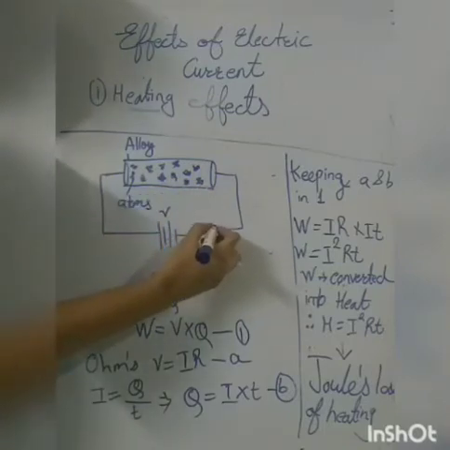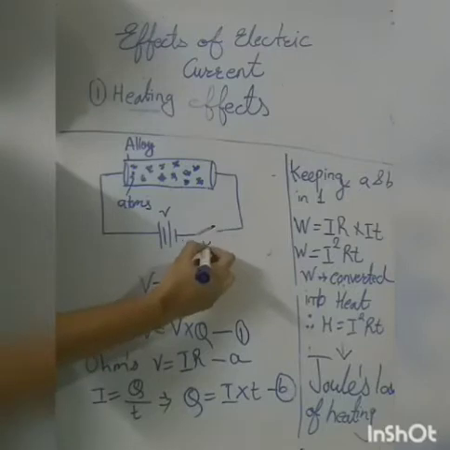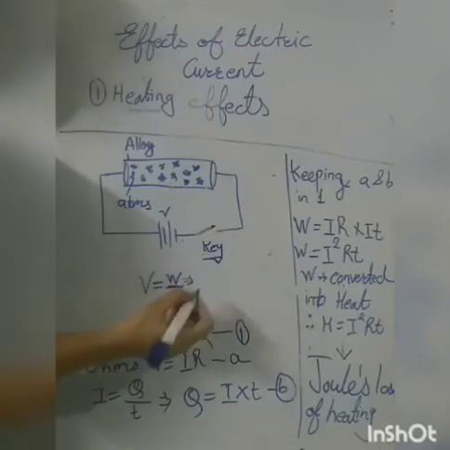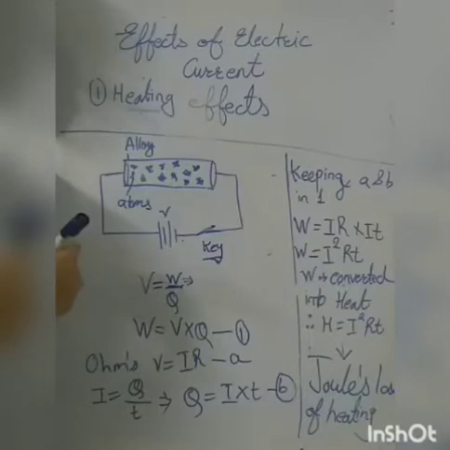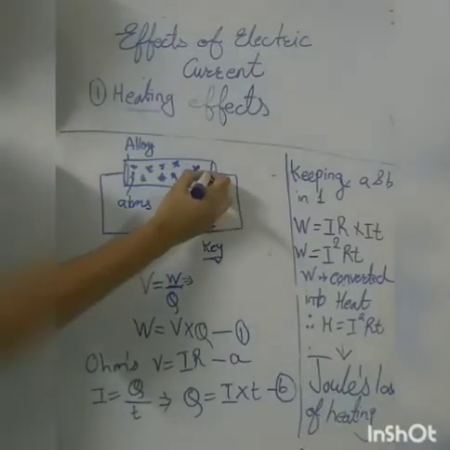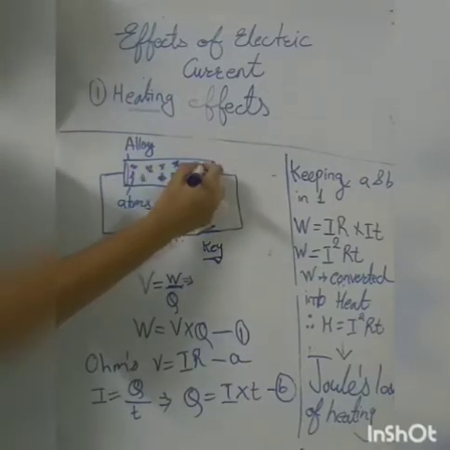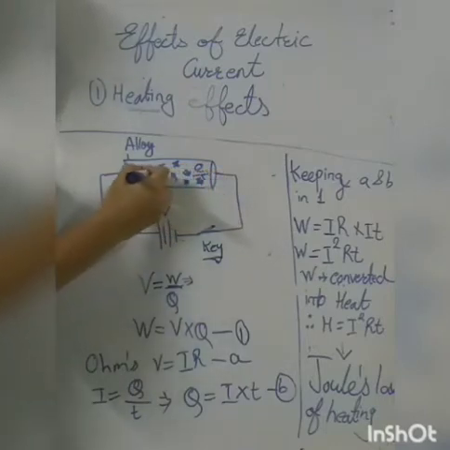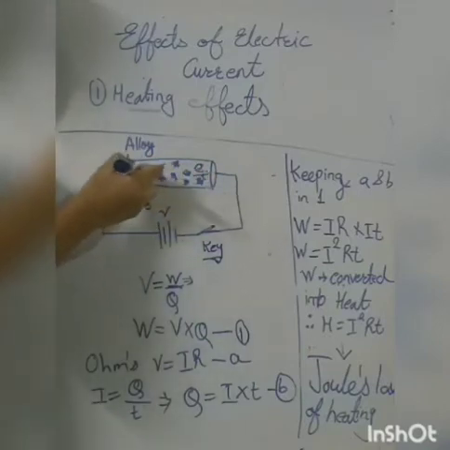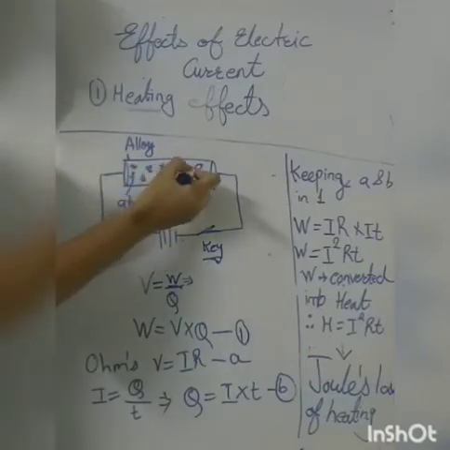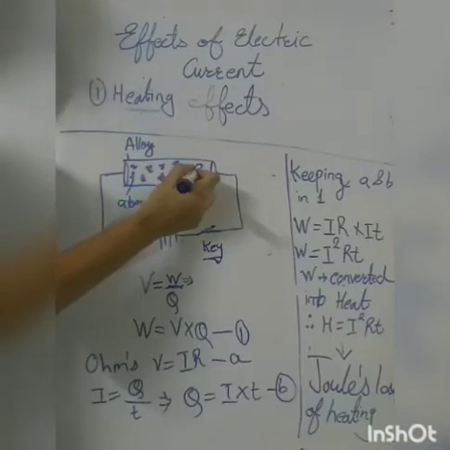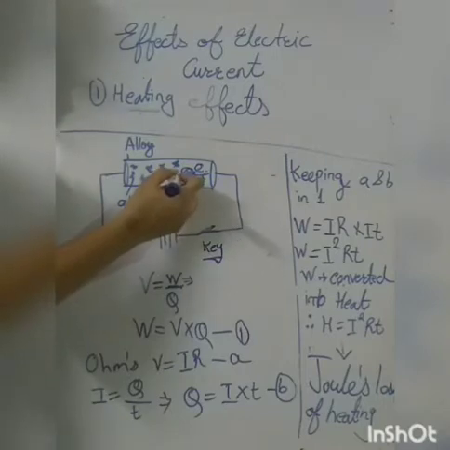Here I take one switch. This is my key. As soon as I switch on my key, my electrons will start flowing from the negative terminal to the positive terminal. But when the electron is traveling from the negative end to the positive end, there are atoms in between. So it needs to overcome all these obstacles which come in its way.